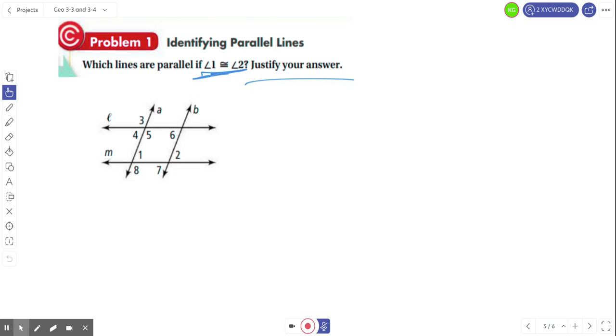Okay, so that's your given thing. Go ahead and give that one a shot. And then we'll learn some more stuff about proving lines parallel. Good luck.